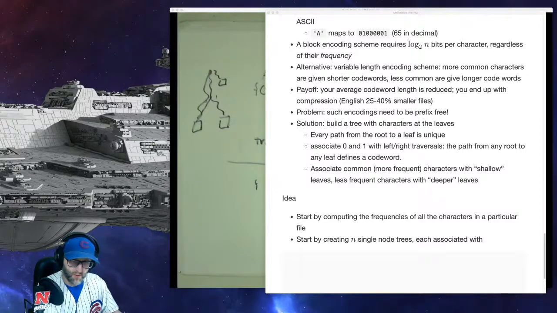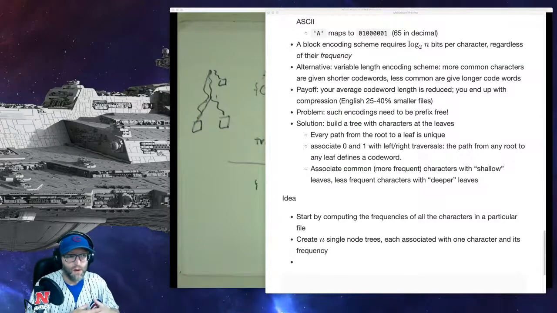But from a theoretical point of view, we're just going to step right in and assume that we have those frequencies. Then we'll create n single node trees, each associated with one character and its frequency. And by frequency, we'll just simply mean that this character A appears 15% of the time. That is, if you chose a random character out of this file, then there's a 15% chance that it's going to be an A. This file consists of 15% A's, 25% B's, 60% C's, right? That's what we mean by frequency.